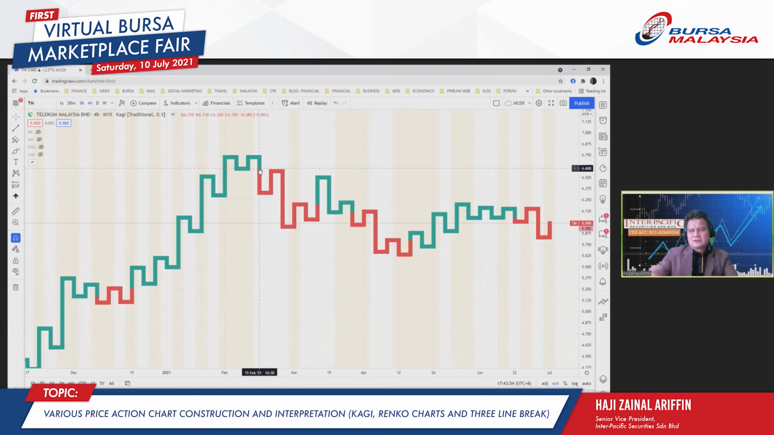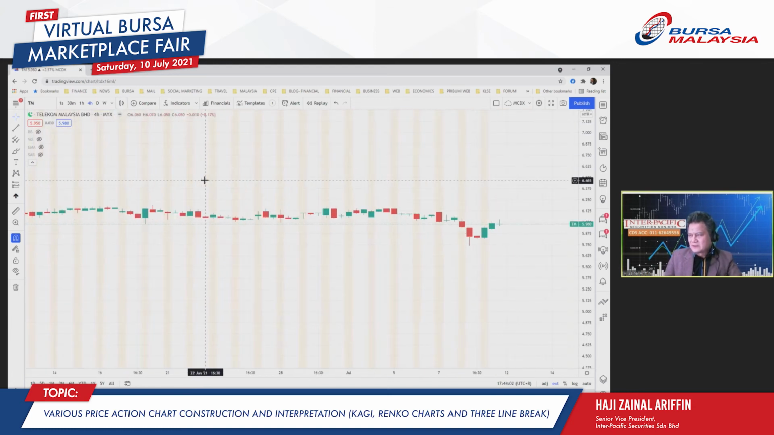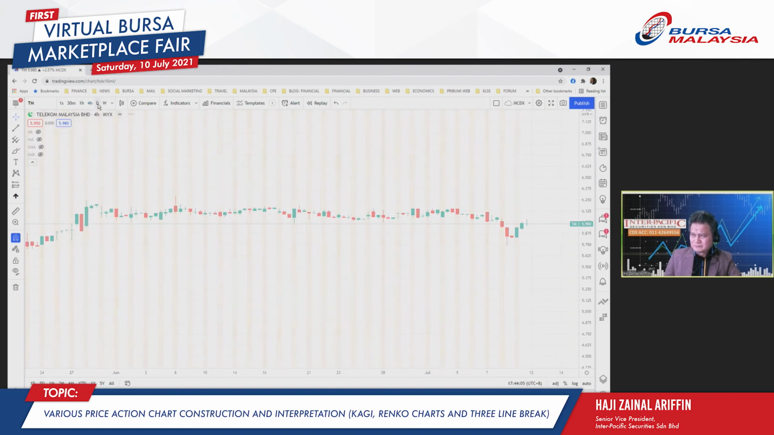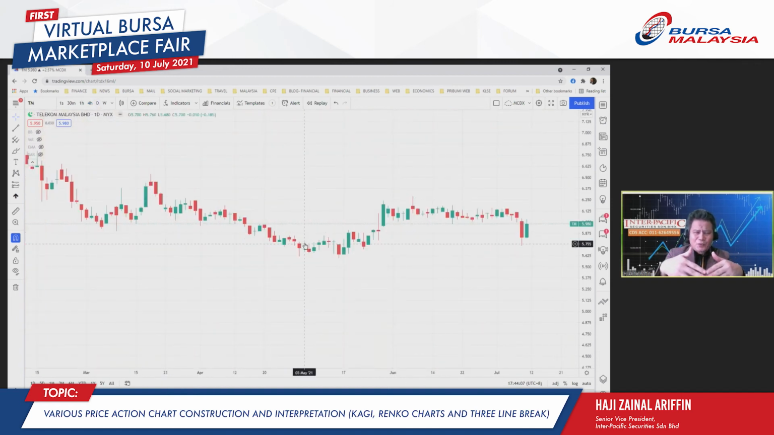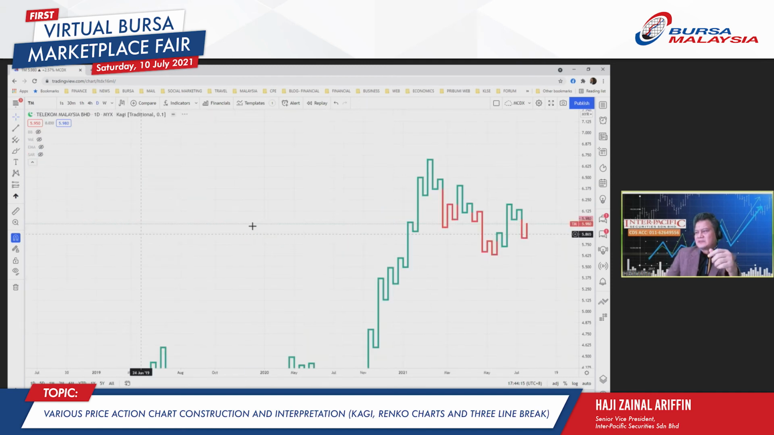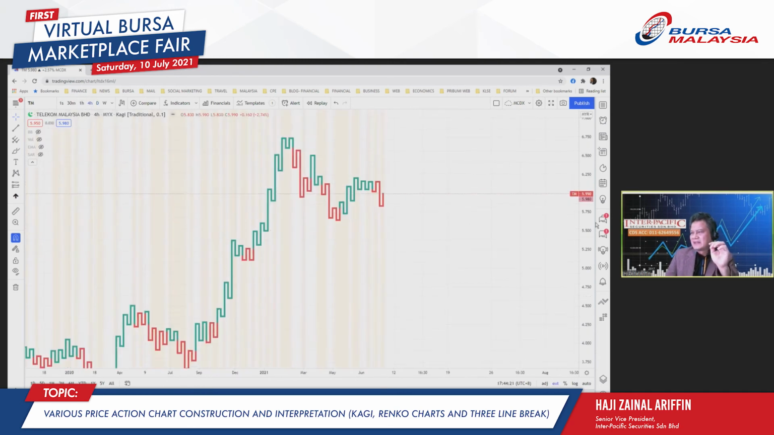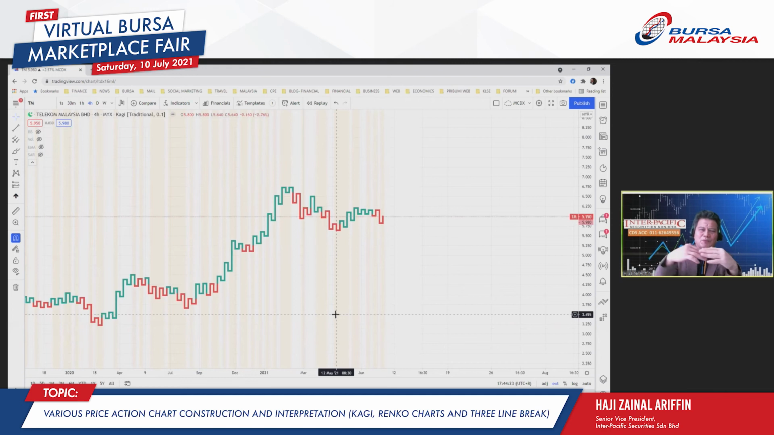So yes, perhaps you can use candles, for example. But when you use candles, sometimes we cannot see very clearly where the direction of the market is. By using this Kagi, you can see much more clearly the direction of the market, and also the support and the resistance. It depends on what we are looking for: are we looking for a trend, or are we looking for support and resistance.